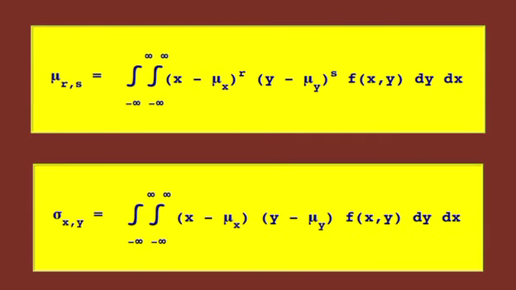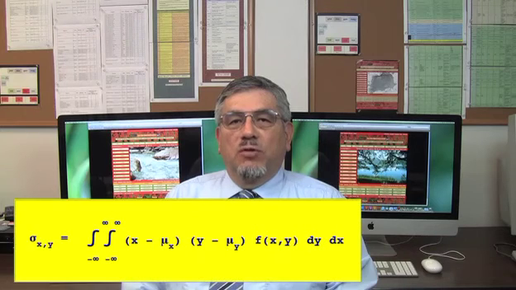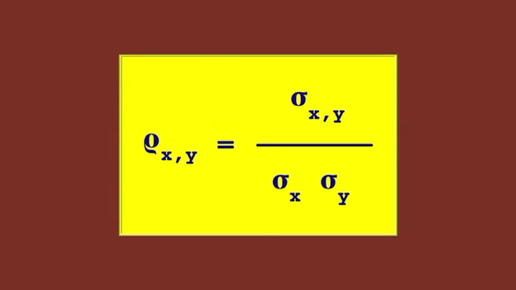A third type of moment arises for r equal 1 and s equal 1. This moment is called the covariance. The correlation coefficient is a dimensionless value relating the covariance and the standard deviations, in which rho of x comma y is the correlation coefficient based on population data. The sample correlation coefficient is shown.